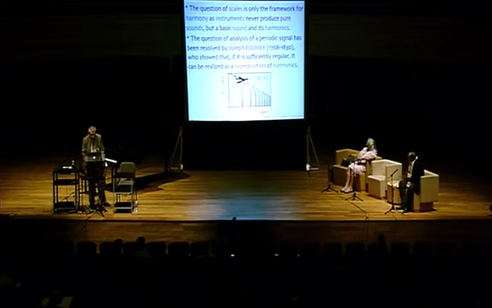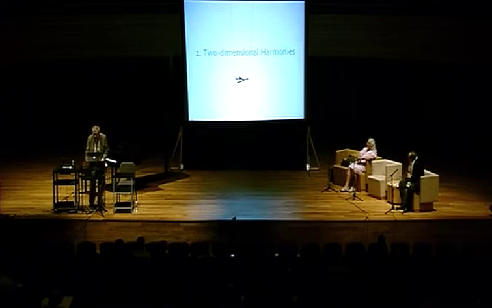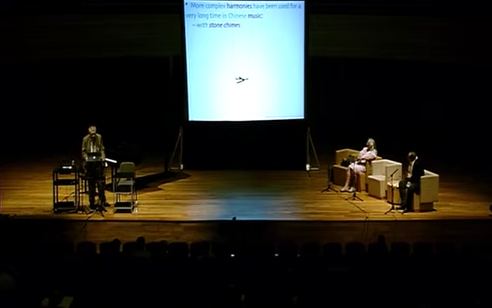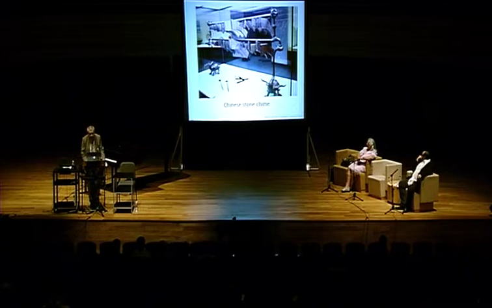So this brings me to the second part of my lecture on two-dimensional harmonies. And it's very interesting to see that for Chinese music, the most important instrument from the point of view of the emperor was really the stone chimes. And the stone chimes are very interesting objects because they really have a very distinct shape, a two-dimensional object. Of course, they are three-dimensional. They have a thickness, but this thickness tends to be uniform. So from the point of view of mathematics, what is really important is just the shape as an object.